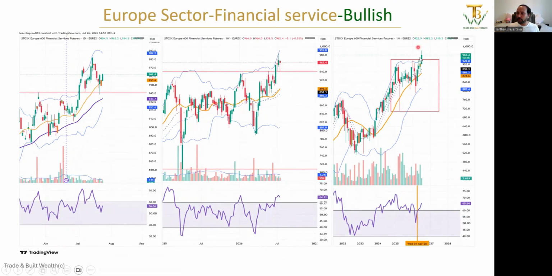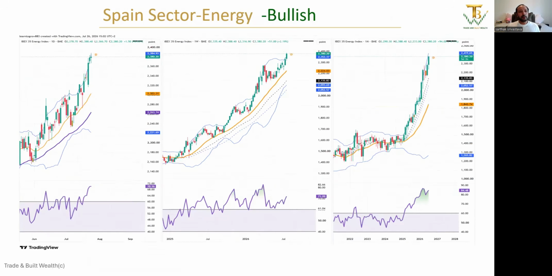It's also trying to break through this consolidation phase. It's also pretty strong and it's going fine. All quiet, nothing happened here as well, I guess. Then this is a new sector. We saw Spain is already bullish. Spain insurance sector was not that bullish, but Spain energy sector is going at an all-time high. So this is also important.